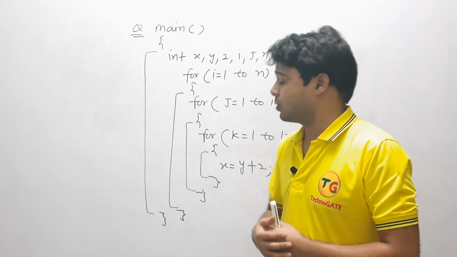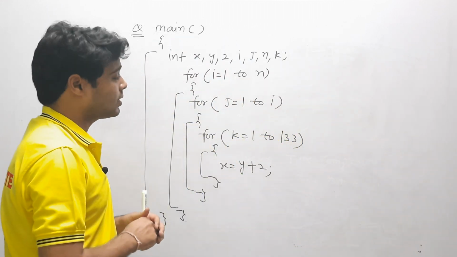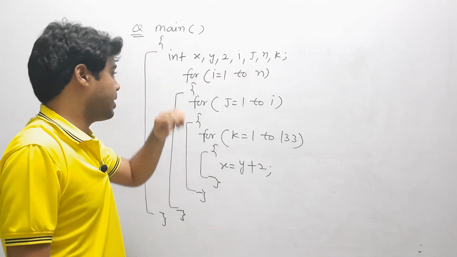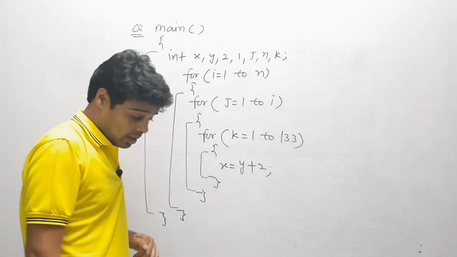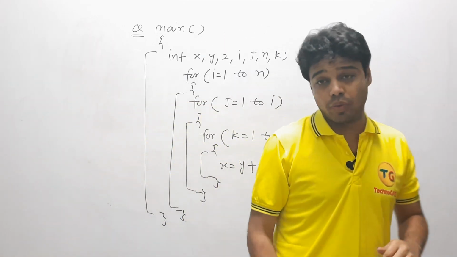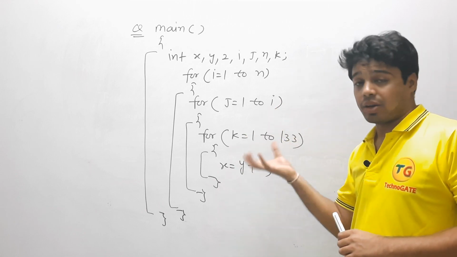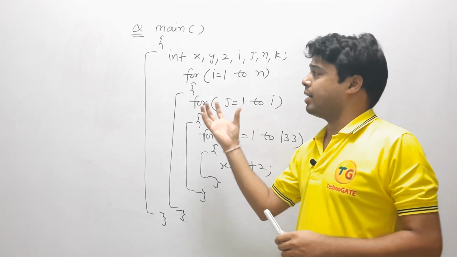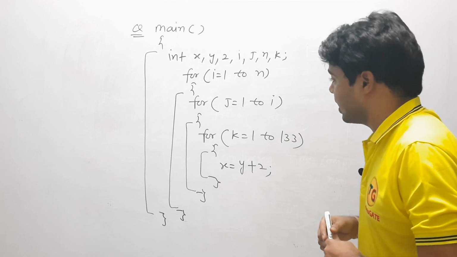So the next problem is this one. How to decide the time complexity here? Let's check. Here x, y, z, i, j and k, and this is a for loop. There are three nested for loops here. So how to decide the time complexity? We want the actual expression. What type of expression does this program give? Suppose we take some inputs here and check what expression it generates.